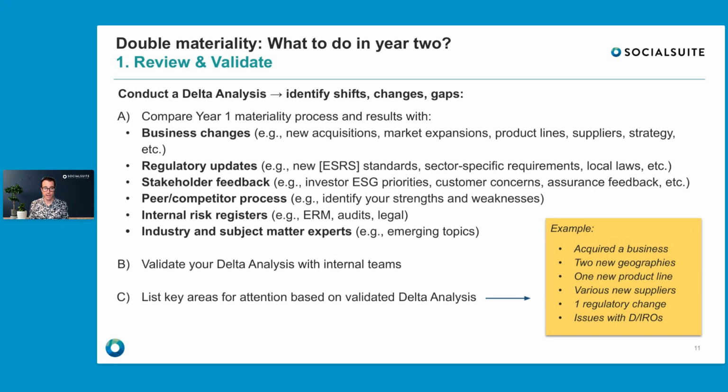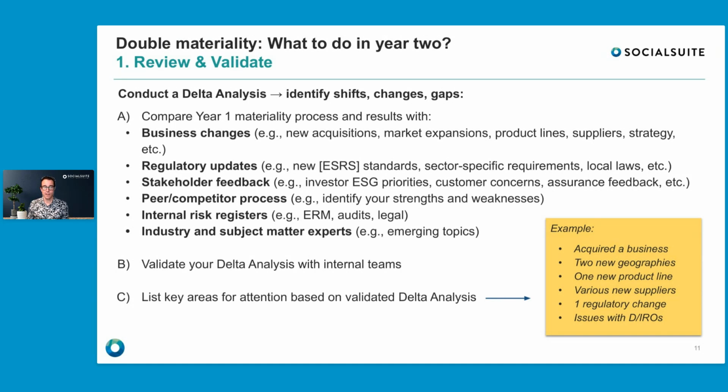Any shifts there? What have you learned as well from the assurance feedback from last year? You've done your first materiality assessment, you've gone through that assurance process, and there might be areas where your assurer asked critical questions or flagged that certain things could be improved. So make sure you have a list of that as well.